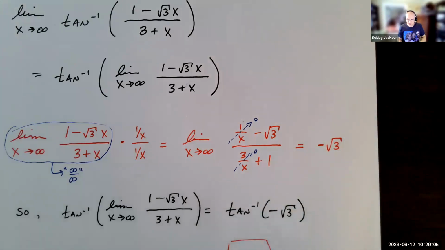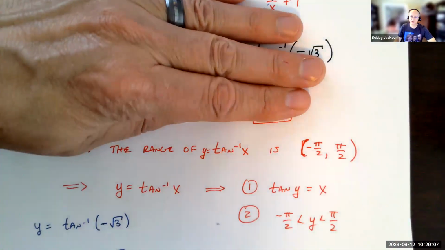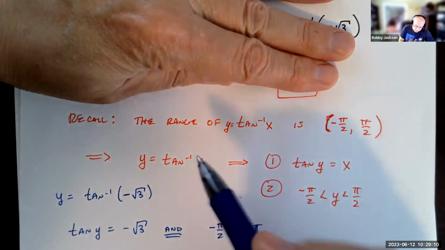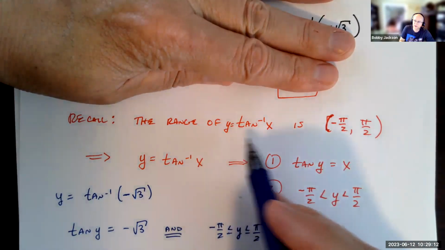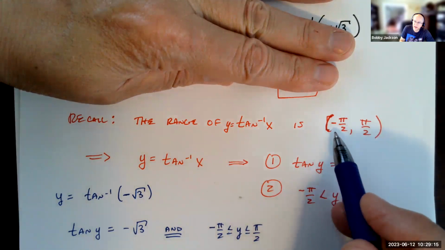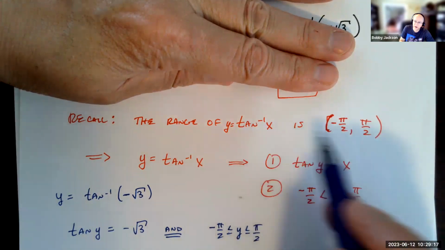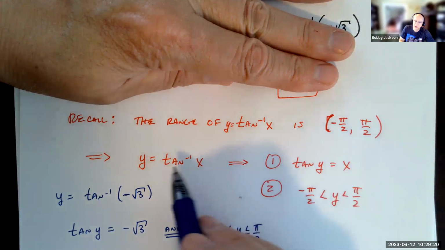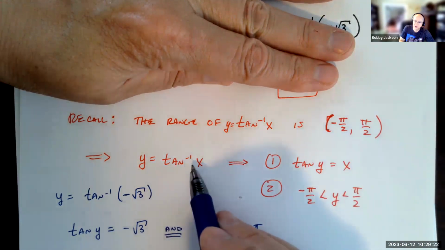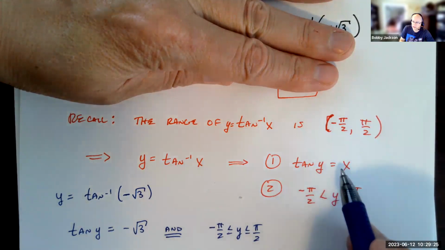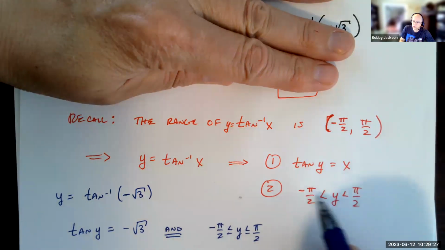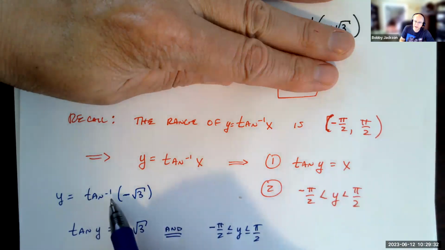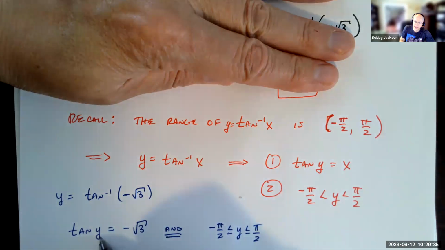Well, I'm going to skip over the answer here and go down here for a second to recall that the range of the inverse tangent function is values between negative pi over 2 and pi over 2. So first of all, your answer cannot be outside this range. If y is the tangent inverse of x, two things have to be true. Number one, tangent of y is x, and the value of y, remember, is between negative pi over 2 and pi over 2. So we're looking for tangent inverse of negative root 3. So tangent of y is negative root 3, and the value of y is between these values.